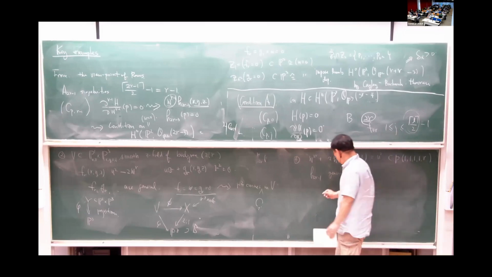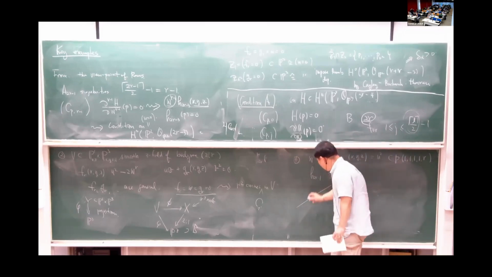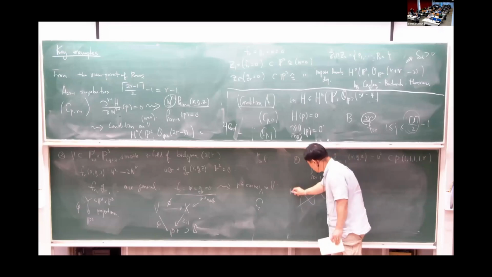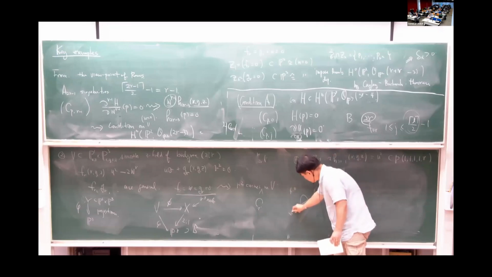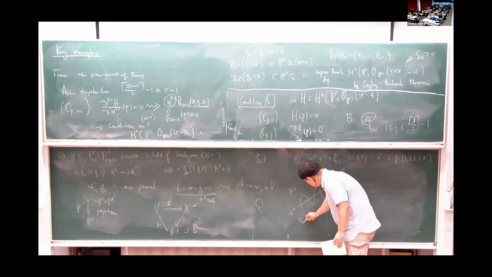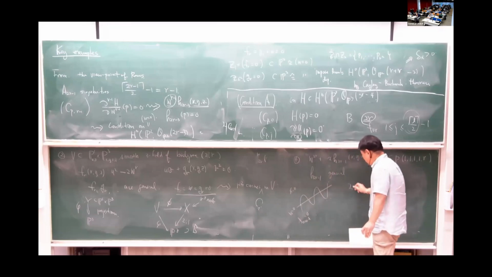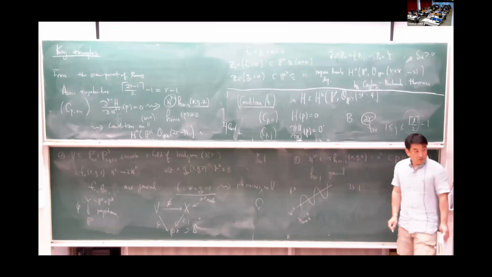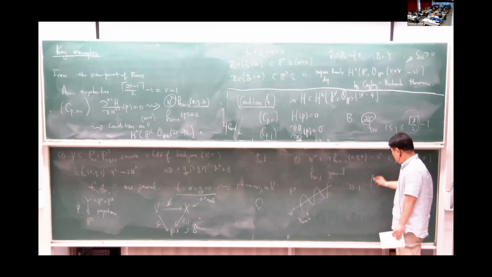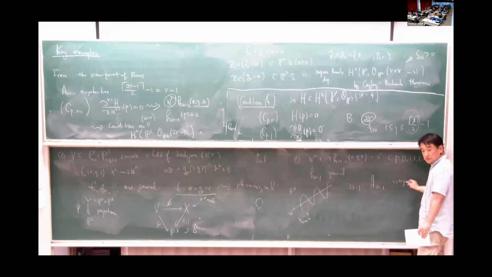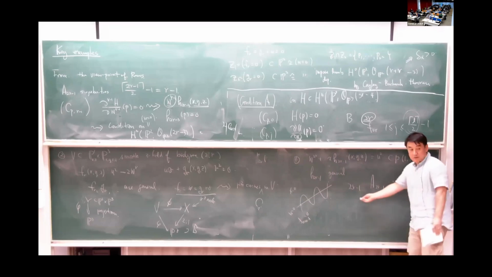And if you look at the singularities here, this is x equal to 0, and this is w equal to 0, and this is h_{2r-1}, 0. So you have exactly 2r minus 1 singular points, which are A_{2r-1} singularities.